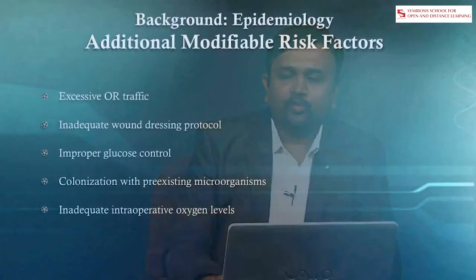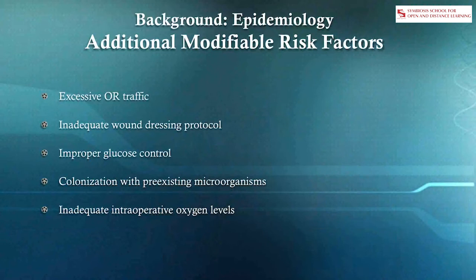Additional modifiable risk factors, important ones, are excessive OR trafficking. Your operating room traffic should be minimal, because though you have laminar airflow and HEPA filters in your operating rooms, the idea of using HEPA filters and laminar airflow is to maintain that unidirectional flow of air, which is the clean air coming onto the operative field. And once there is more OR trafficking, a lot of people coming in and going out, the doors always being opened, that unidirectional flow is disturbed.